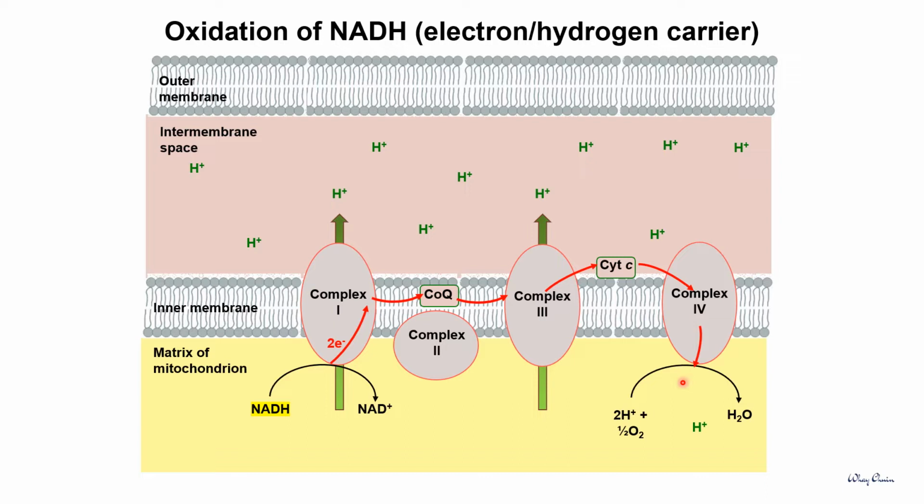The passing of electrons will release energy, and this energy will be used to activate the last proton pump in the ETC, which is complex 4, to pump protons from the matrix of mitochondria to the intermembrane space.